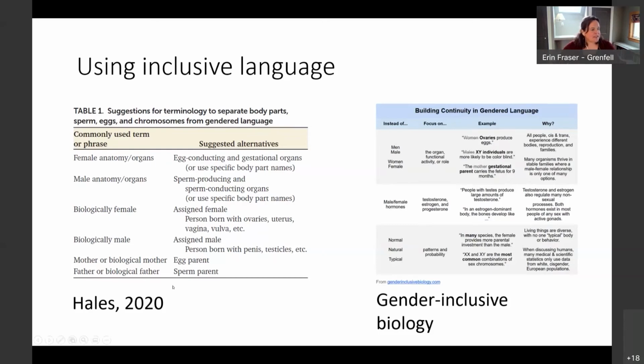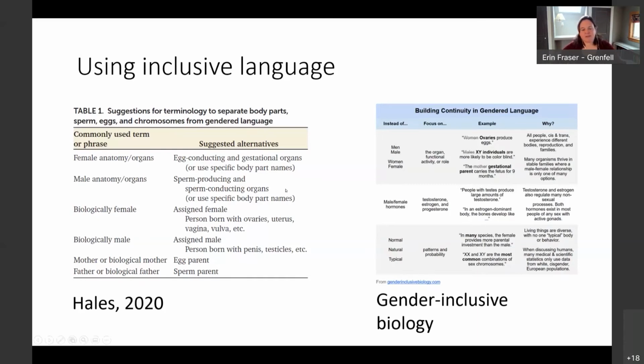There is a lot of discussion in the Hales paper about the idea of mother and father, and there's a lot to think about in using those terms. They have a lot of cultural significance. In that paper, they recommend referring to the parent that produces the egg as the egg parent, and the parent that produces sperm as the sperm parent. And I tried to do this this semester and found it to be very effective.